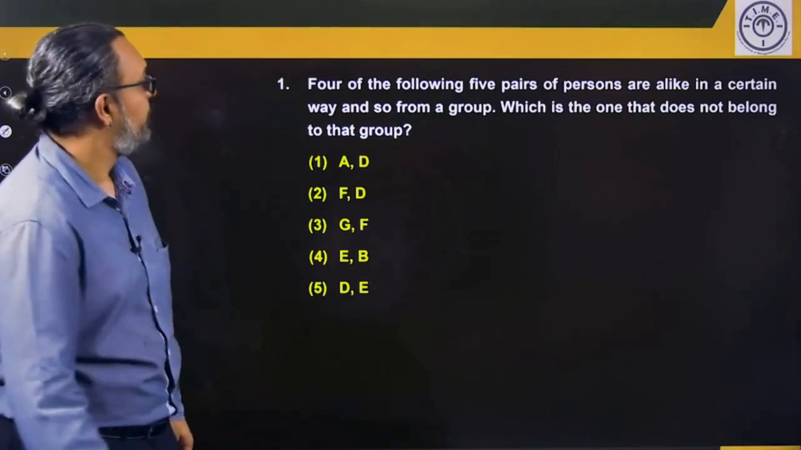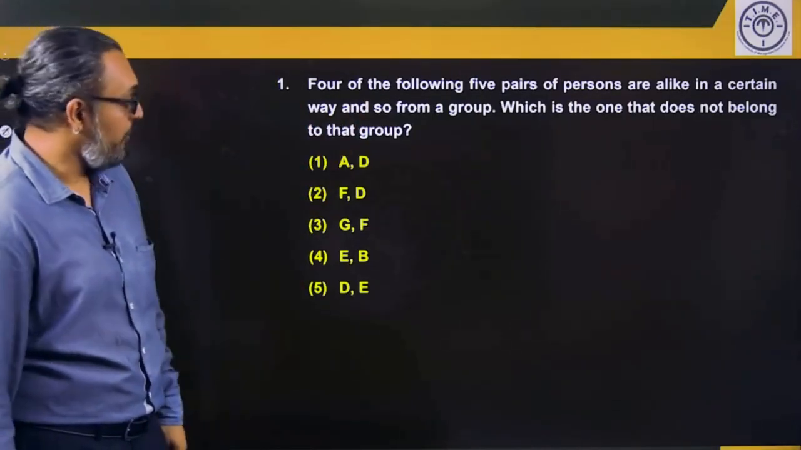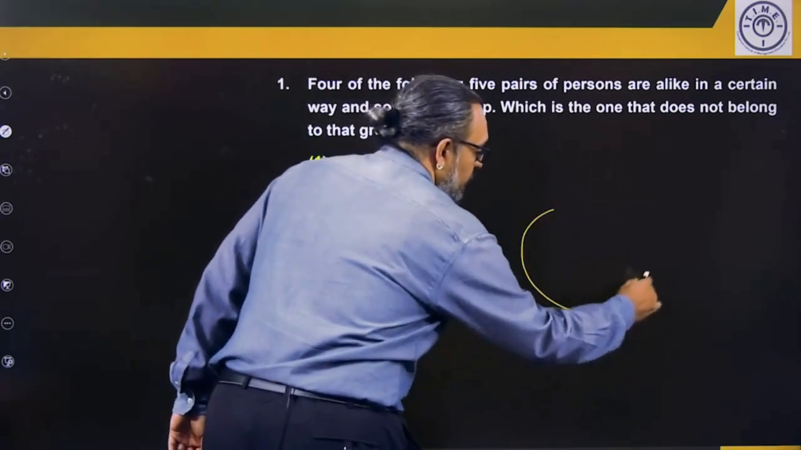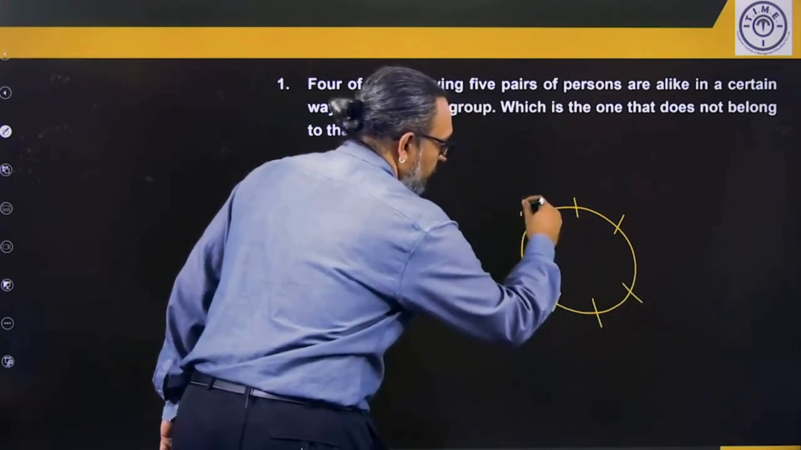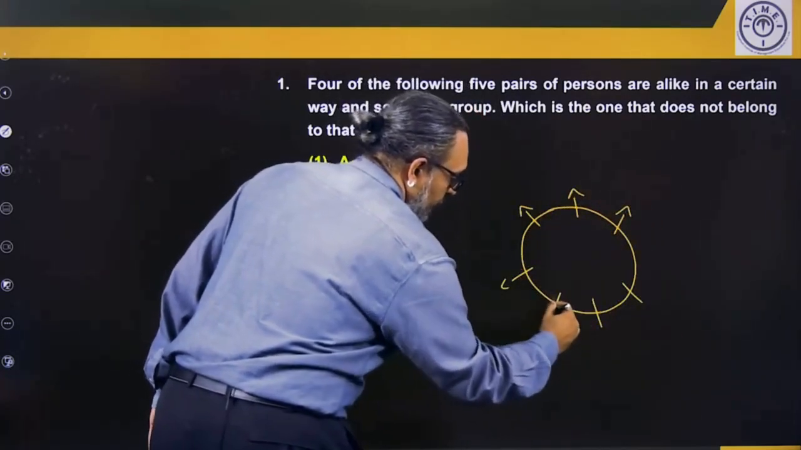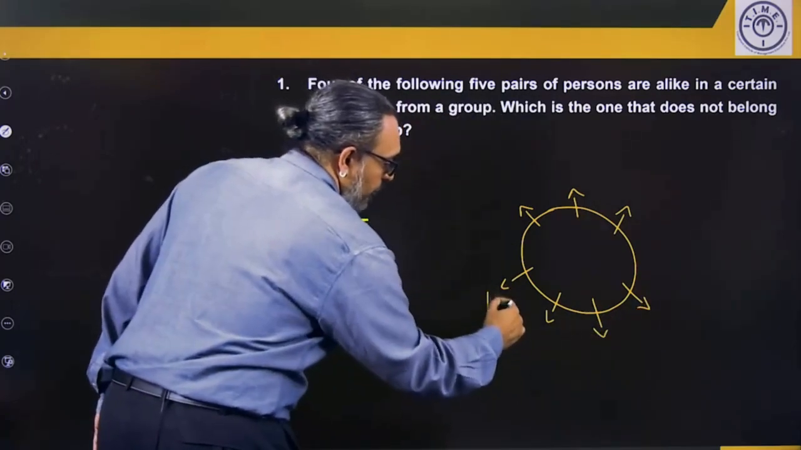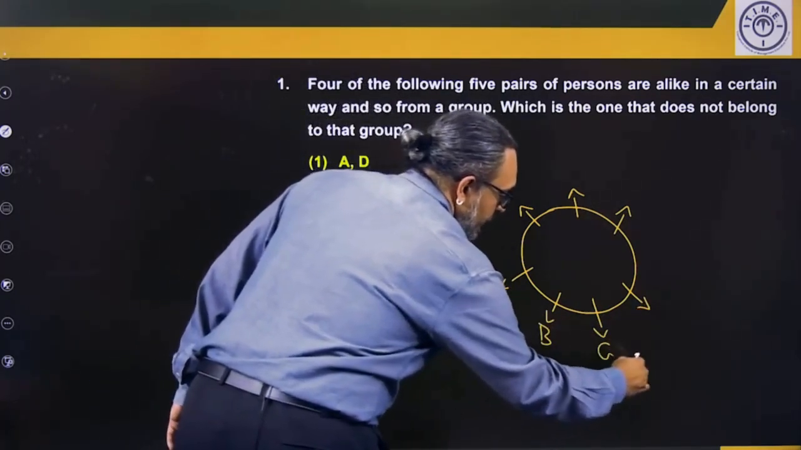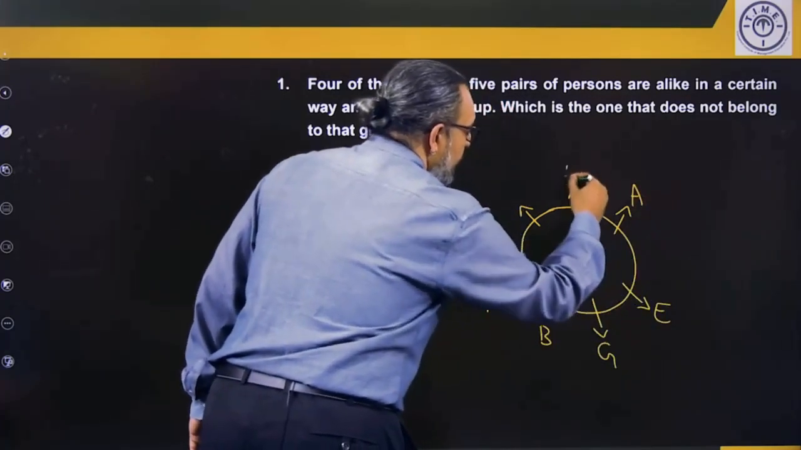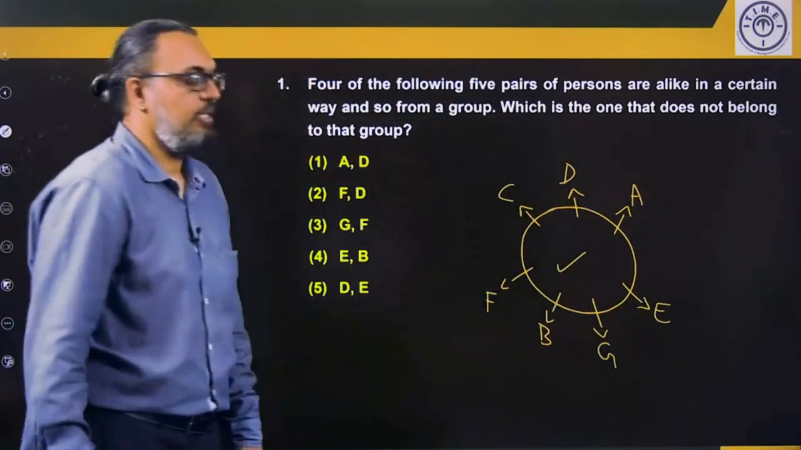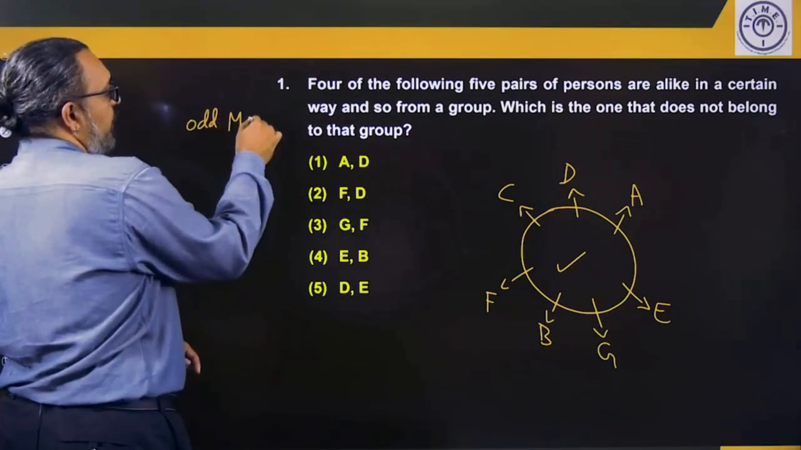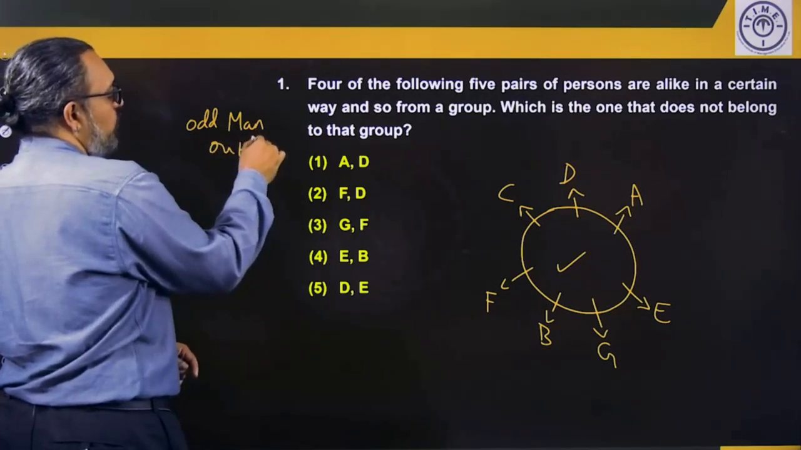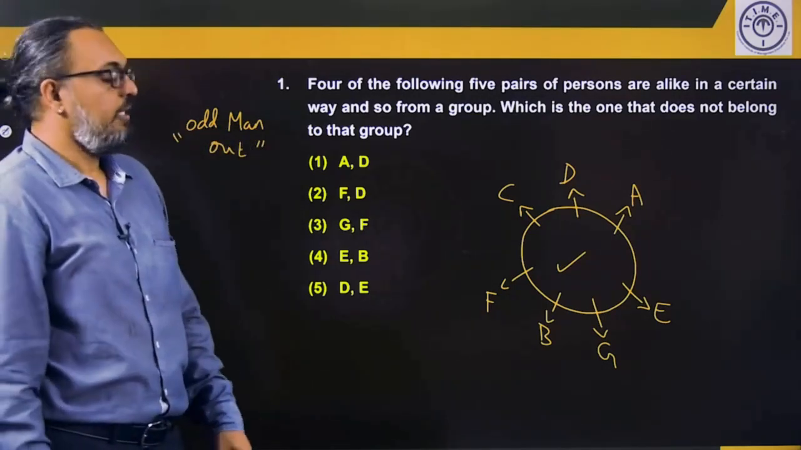Now, based on this, let us have a look into the questions. Right. Now, we have 4 of the following 5 pairs. So, let us take the arrangement here. Okay. So, we have F, B, G, E, A, D and C. This is our final arrangement. Correct? So, he says 4 of the following 5 pairs are alike in a certain way and hence form a group. Find the one which does not belong to that group. So, it is an odd man out question. Let us see which is that.